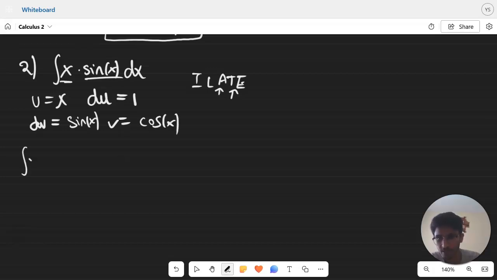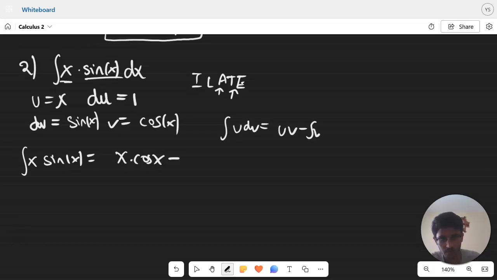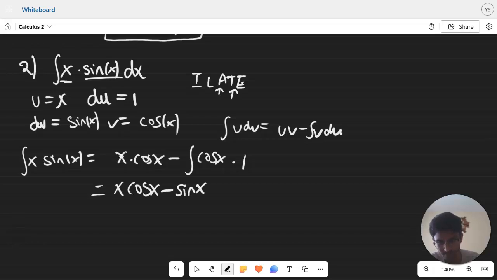Okay, now let's plug it into our formula, which is uv, so x times cosine of x, minus, let me write down the formula over here, uv minus v du. Okay, uv minus, what is our v? Cosine of x. What is our du? That's going to be 1. Okay, so we know the integral of cosine of x is going to be sine of x. And then we're going to put the plus c also. That is our final answer.